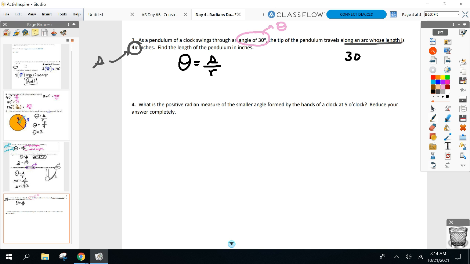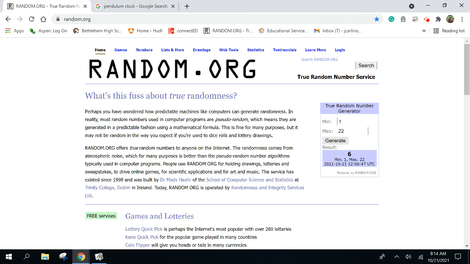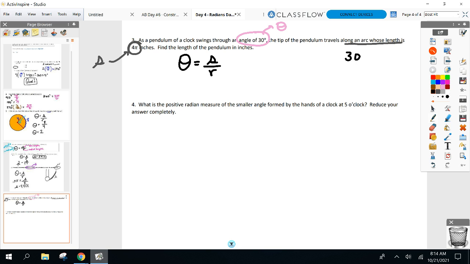What do I multiply 30 by to convert it to radians? Pi over 180. Leave the pi in your answer. 30 over 180. Reduce it. 1 pi over 6. So that is what's going to go in for theta right now. Pi over 6, the radian version. Pi over 6 equals 4 pi over r.